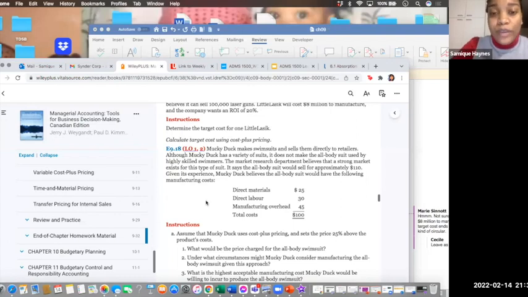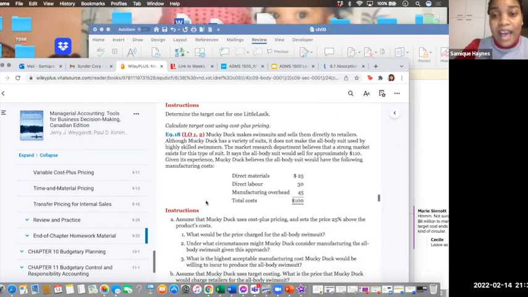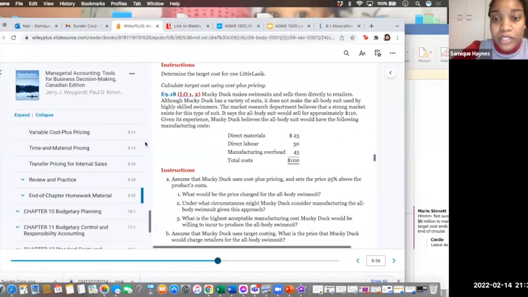So this is a situation where they make swimsuits, bodysuits, but then they figured out there's a specific unique one that we can create that's like a niche for us, and we are able to set our own price because it's not out there, right? That type of bodysuit is not out there. So we have to figure out, this is our cost, how much do we add on to our costs in order for us to come up with a price that we will charge to our customers for that bodysuit.